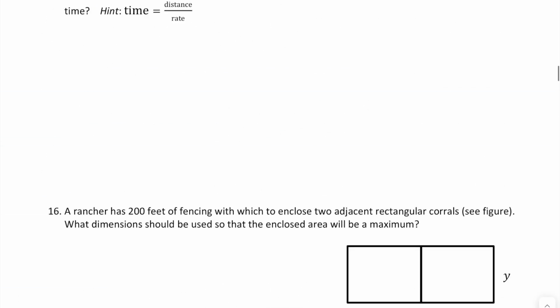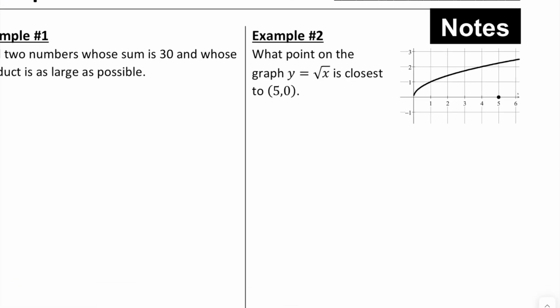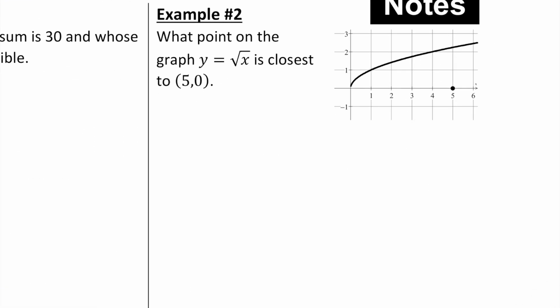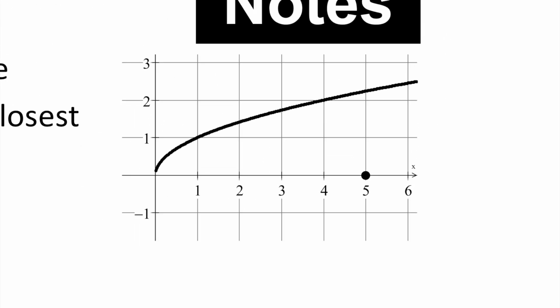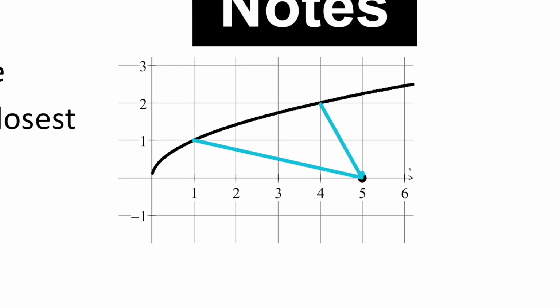So let's do 2 more problems in the 6-3 example. The first one we notice: for what point on the graph y equals the square root of x is closest to 5-0? There's a few ways to think about this. When I look at it, I'm like, okay, is this closest to 5-0? Probably not. Is this close to 5-0? Probably not. What about this right here? I think we're getting closer. What we notice is that one's definitely not an option.